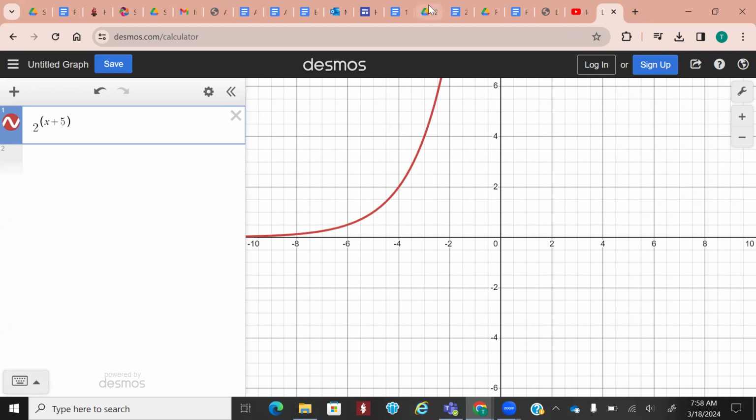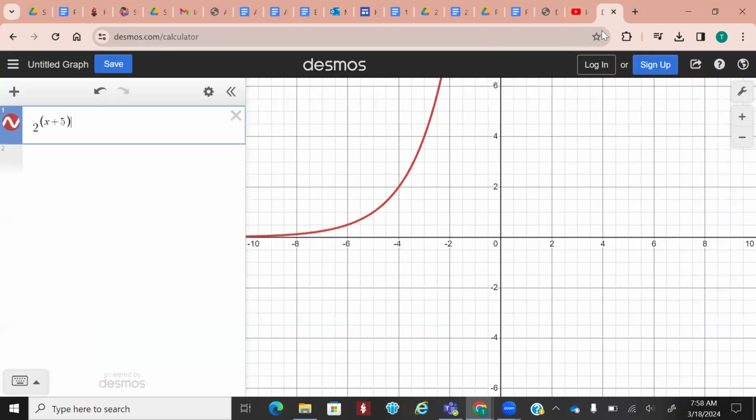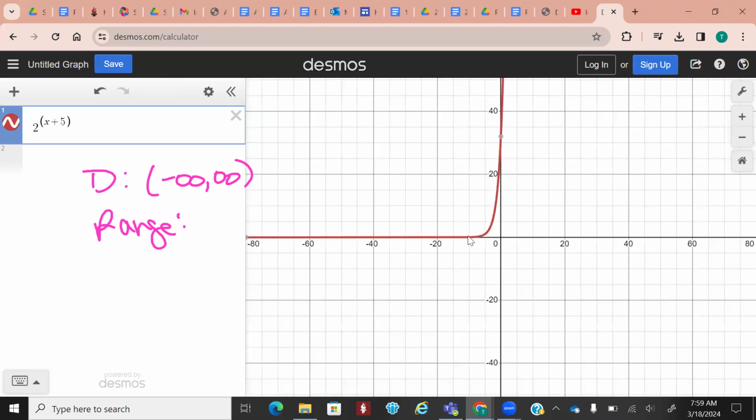So looking at this, we got 2 raised to the x plus 5. We're finding the domain, range, end behavior, y-intercept, and asymptote. Okay, so looking at this, our domain is always going to be -infinity to +infinity. Range is going to be whatever our asymptote is to +infinity or -infinity, depending on the equation. So what's our asymptote here? Where does it approach but never touch? Well, if I zoom out, where does it get closer and closer to?